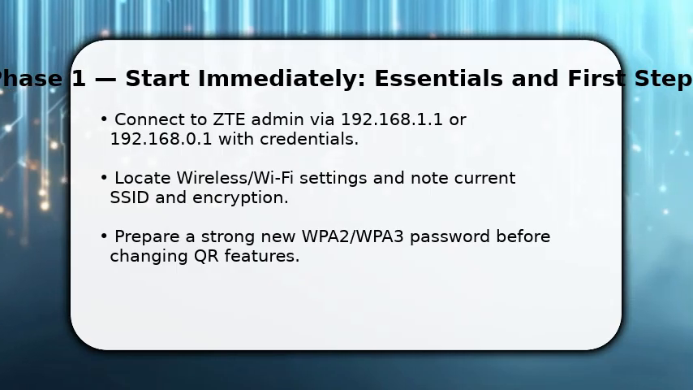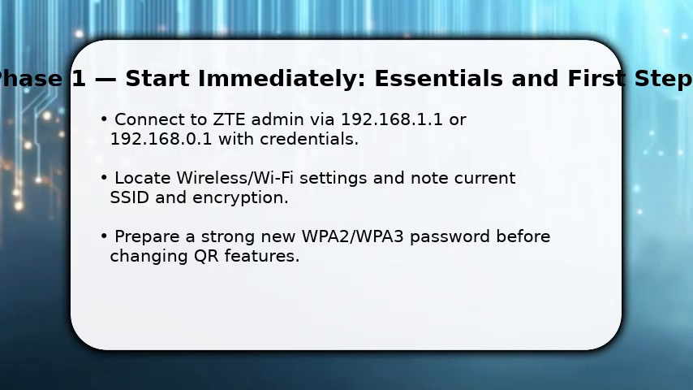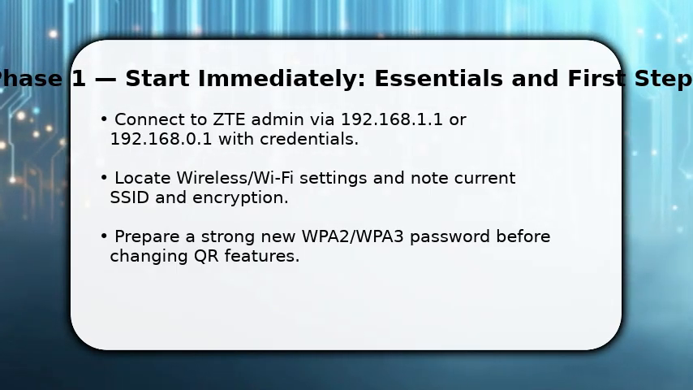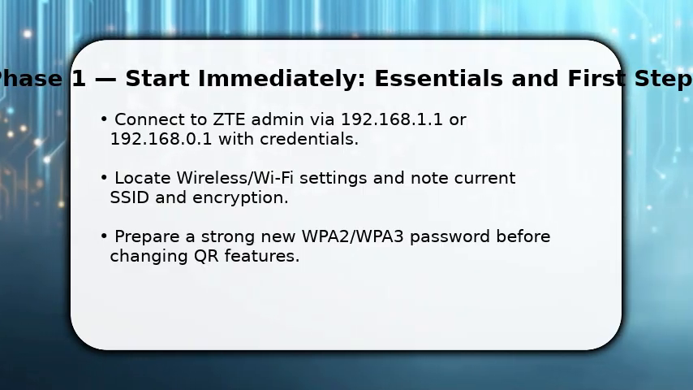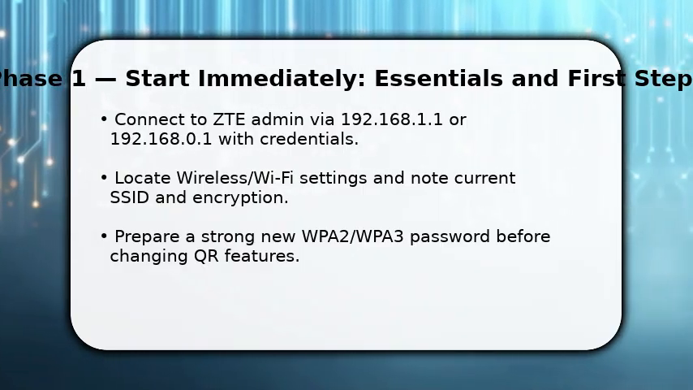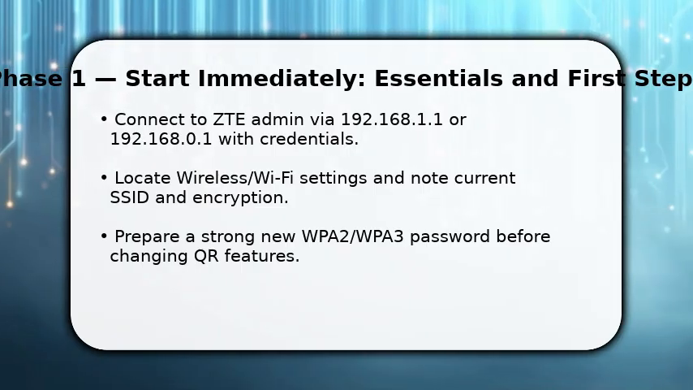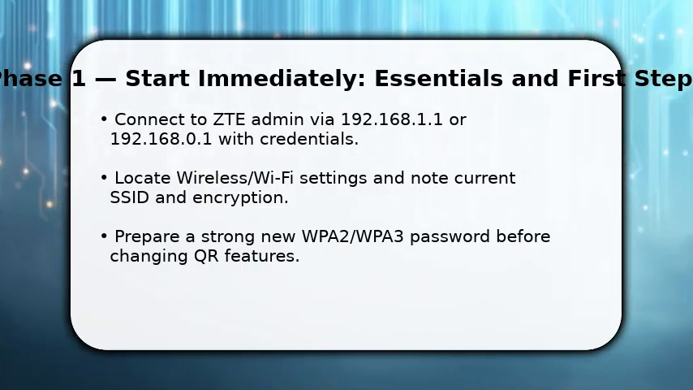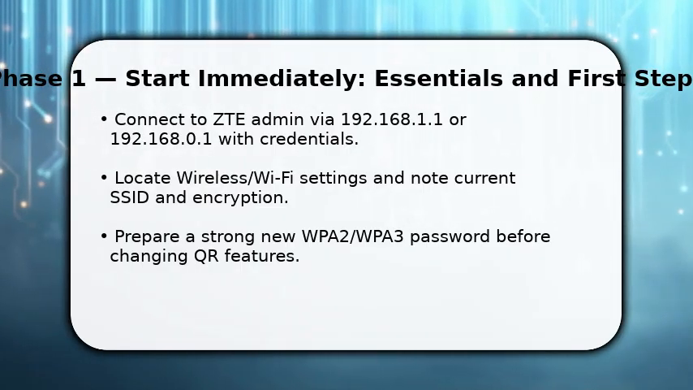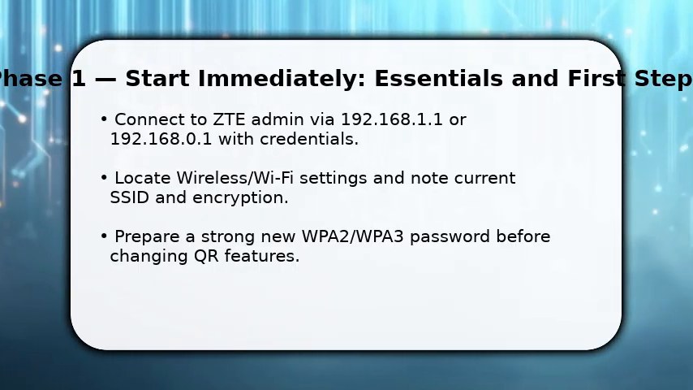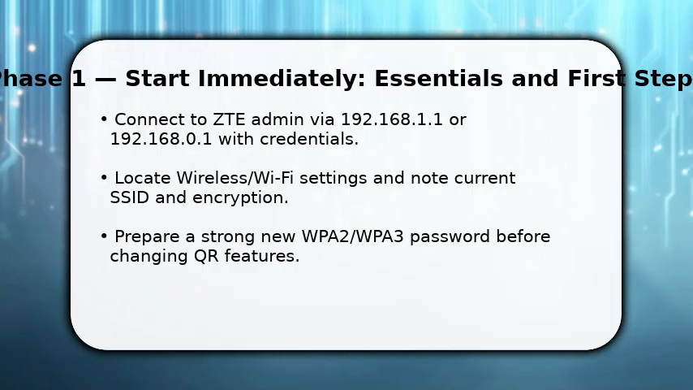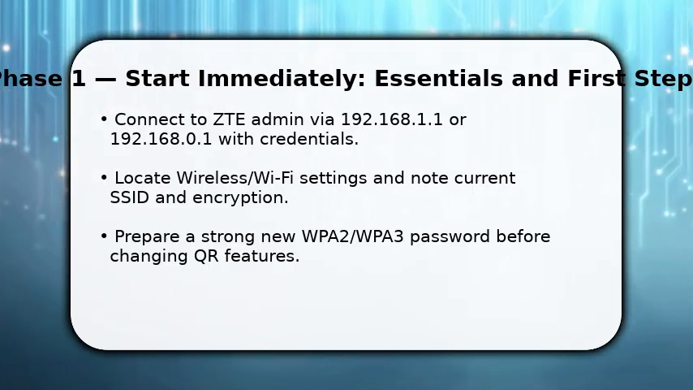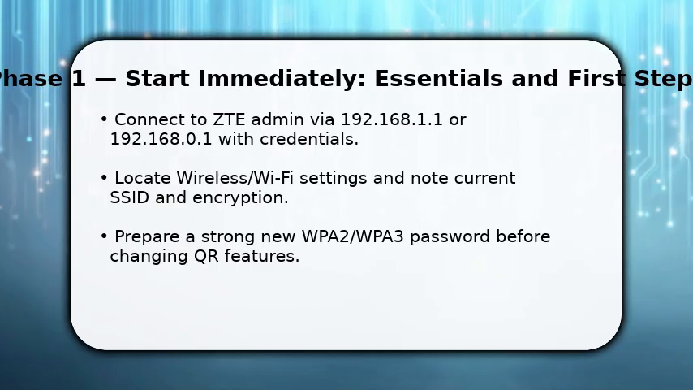Enjoy the video. You start by logging into the Converge ZTE Web UI, use 192.168.1.1 or the router label. Once inside, go straight to wireless settings and confirm SSID, security type, and current password because you will replace it. Change encryption to WPA2 PSK or WPA3 if available, then enter a new strong passphrase.